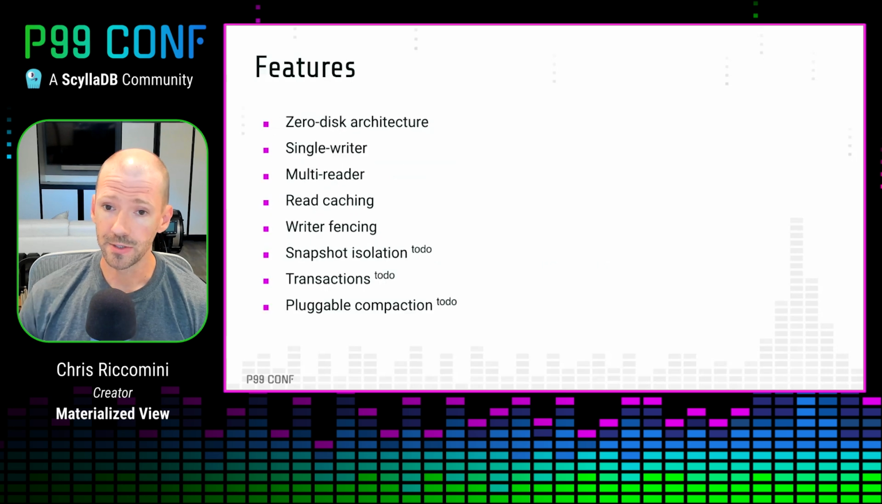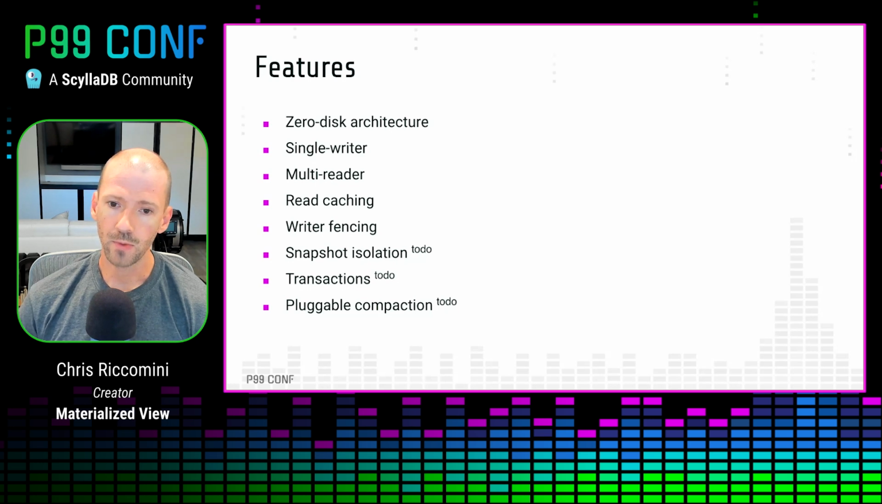In terms of features, I mentioned it's a zero disk based architecture. We support single writer only, but multiple readers. The multiple readers can also exist on different machines, although that is not yet implemented. That's in the plans and the architecture supports it. We support both in-memory and on-disk read caching. In fact, the on-disk read caching, I believe, is getting merged in today.